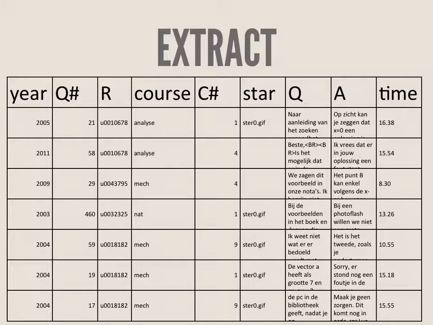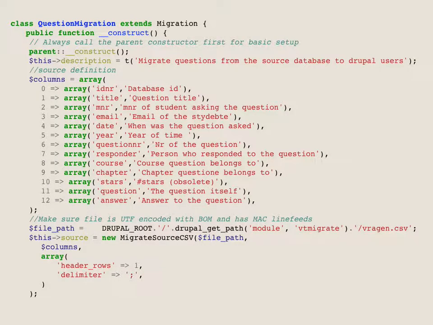So how do you get started? Very easy. You create a new subclass of the class migration. So migration already contains a lot of functionality. The only things you have to define in your subclass are things specific to your use case. So all the information is defined in the constructor. The first thing you have to do is initialize the migration by calling the constructor of the superclass. You can add some description if you like.